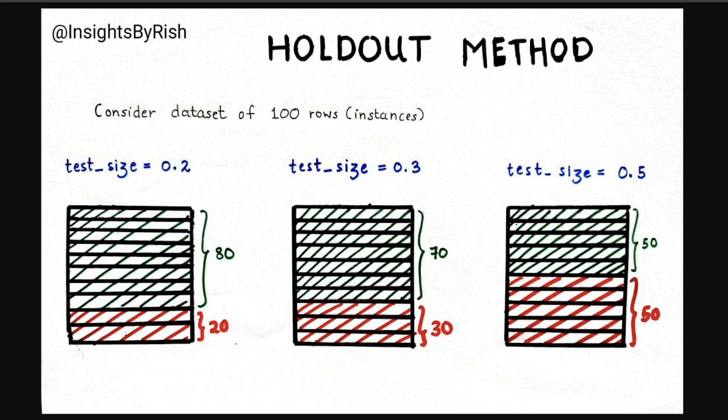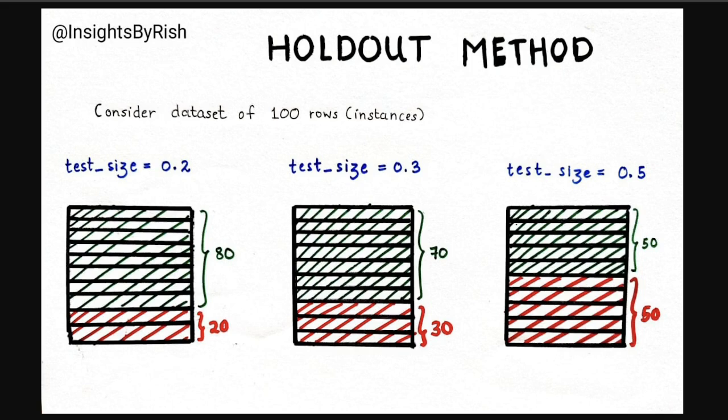Now when you give the value of test size as 0.3, then you divide your data set into 70% of data in the training set and 30% of the data in the testing set. As you can see, out of 100 rows, 70 rows are in the training set and 30 rows are in the testing set. And when you give the test size as 0.5, then basically you are dividing your data set into two equal half parts. That is 50 rows in the training set and 50 rows in the testing set.